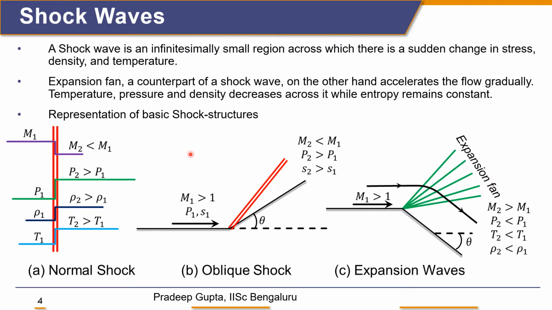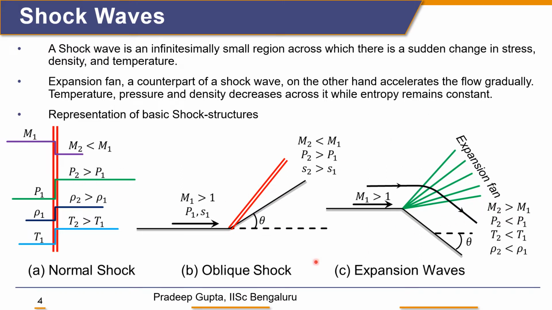As I mentioned, the flow structure inside supersonic ejectors involves shock interaction. So for a few slides I will explain what a shock is, how a shock wave generates, and what the different representations of shock waves are. A shock wave is an infinitesimally small region across which there is a sudden change in pressure, density, and temperature.